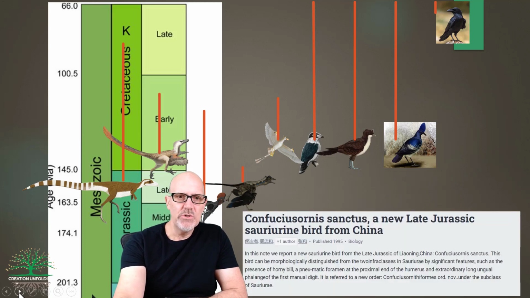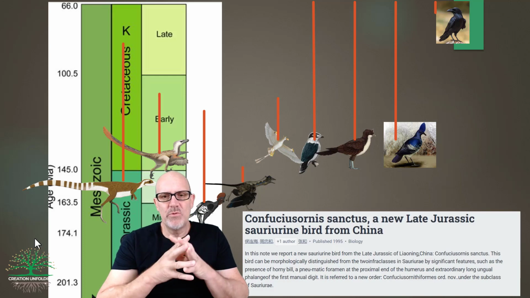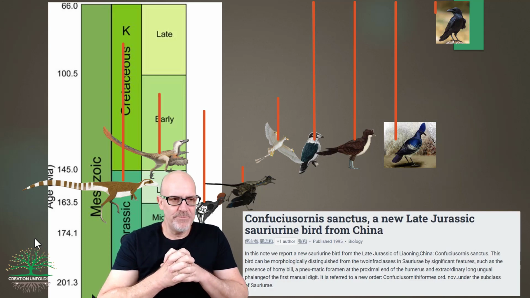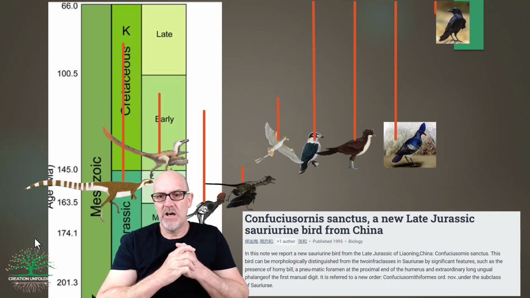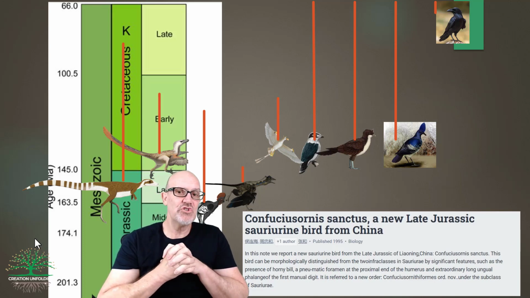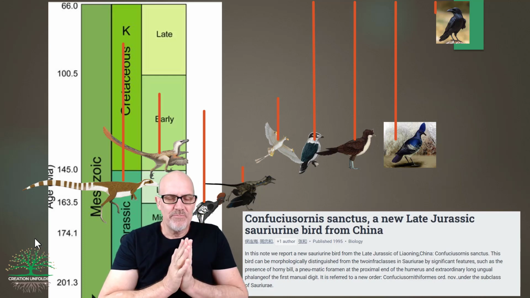But I do want to talk about this. This is a paper that was published in 1995. And for those of you who are in any way interested in paleontology, it will be very interesting, because it says Confuciusornis sanctus, a new late Jurassic bird from China. Well, that's kind of interesting, because we know now that Confuciusornis is not late Jurassic, it's actually an early Cretaceous bird. So what's going on?